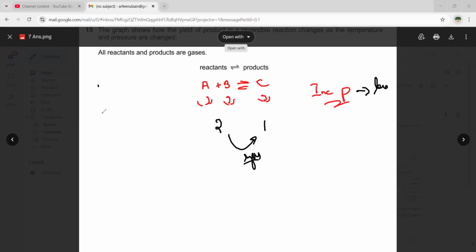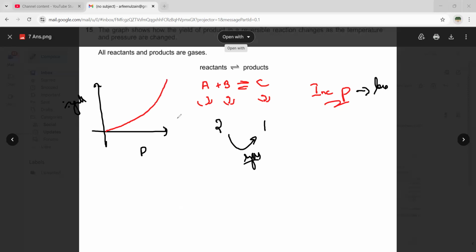So if I sketch a graph for this result, for pressure and the yield, which means the percentage amount of product, what should be the shape of the graph? As I'm increasing the pressure, the yield is increasing. So the graph should be like this.